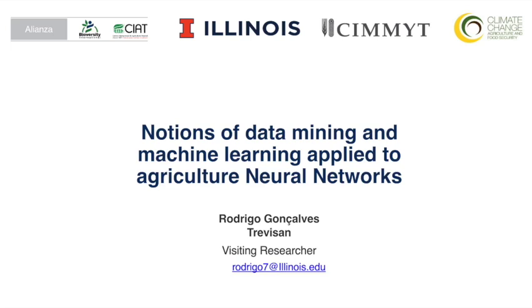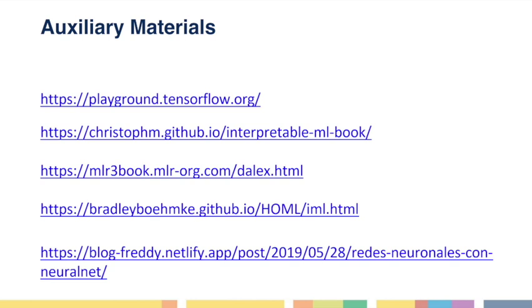As part of the module for notions of data mining and machine learning applied to agriculture, we are going to see a method that's very famous, which has to do with neural networks. These are some auxiliary materials that can be very useful to try and better understand how this information can be used. The first one is a web page where you can train models in the web in a very visual way to try and understand what happens with the model.